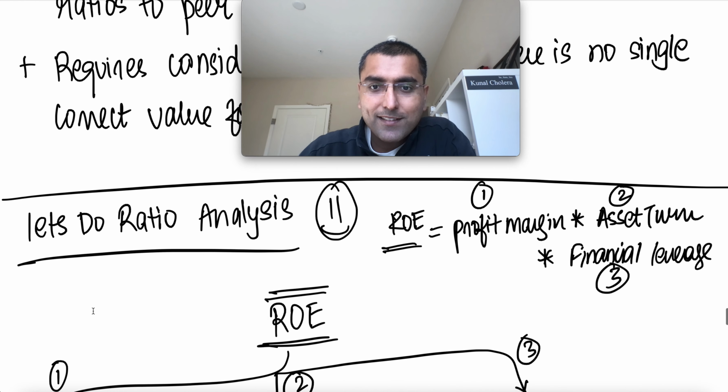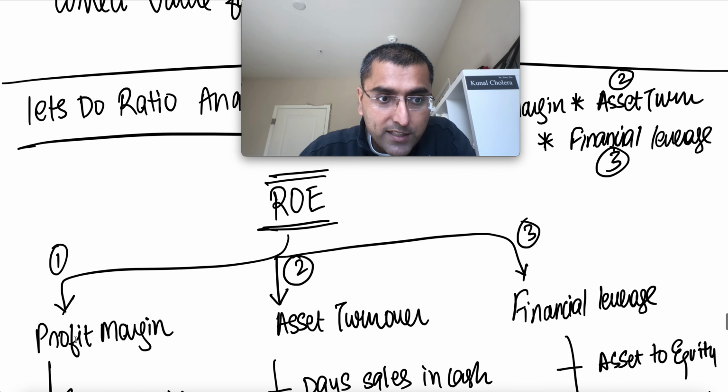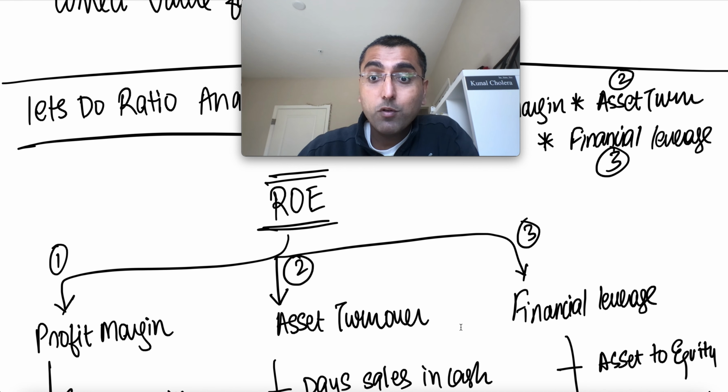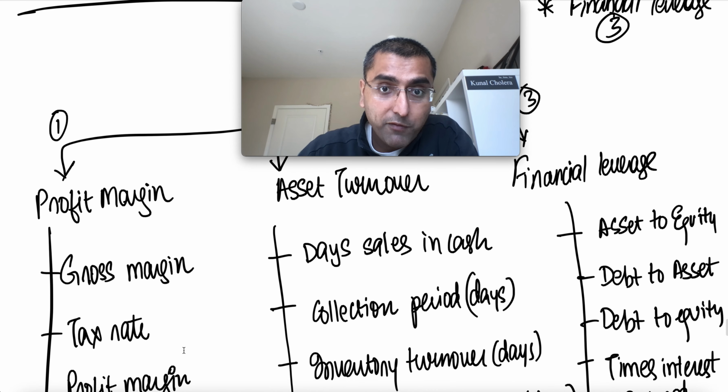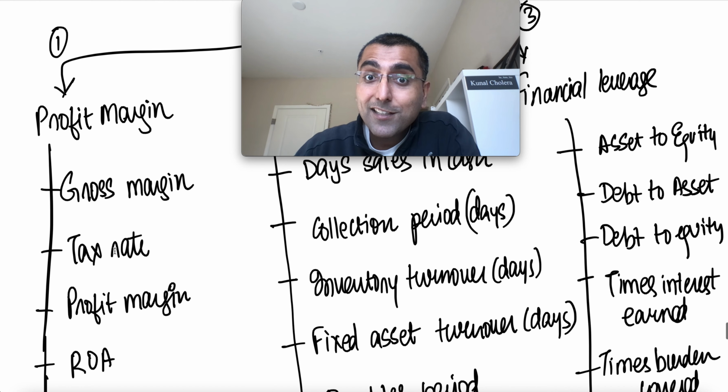So let's do this analysis. Remember this key formula: return on equity is profit margin times asset turn times financial leverage. If we multiply all three, we get return on equity. And each of these can be broken down into many more sub-ratios. So return on equity is broken down into these three ratios, and each of these ratios can be broken down further into many more sub-ratios. So let's look at them one by one. Profit margin, you can look at gross margin, how much tax the company is paying.